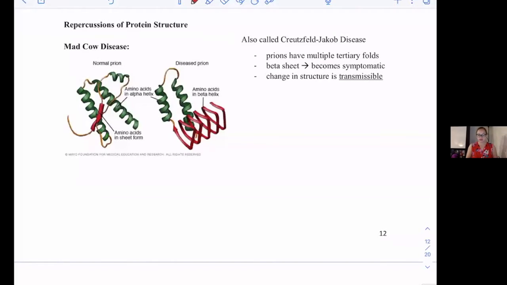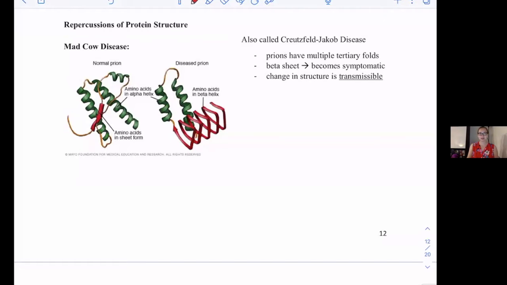Okay, so now let's talk about the repercussions of protein structure, particularly in changing protein structure and how it changes the interactions that you see. This first one we're going to look at is called mad cow disease. This is probably something that you've heard of before. It's also called Creutzfeldt-Jakob disease.